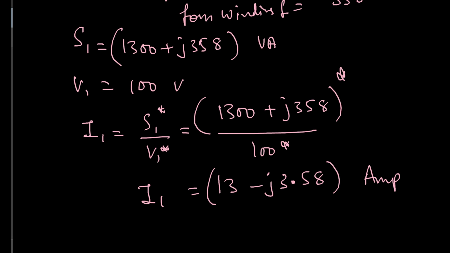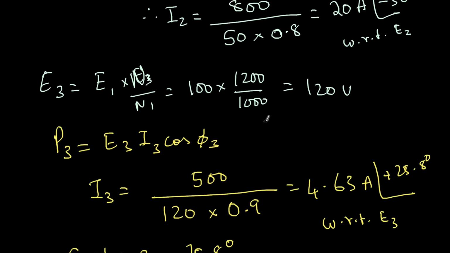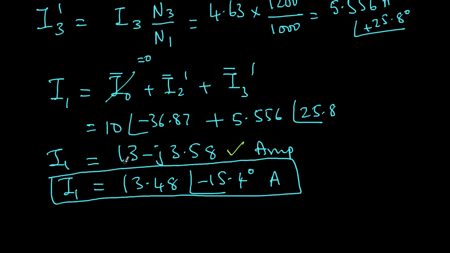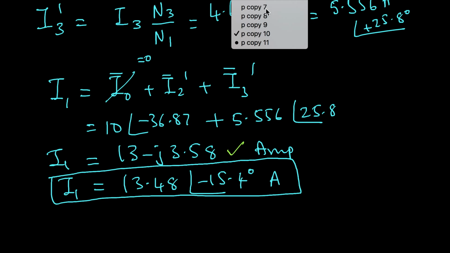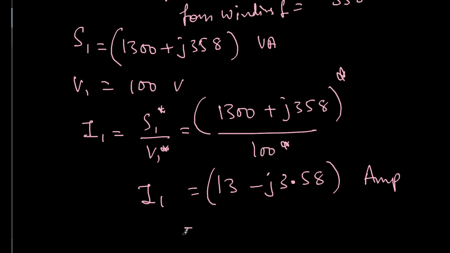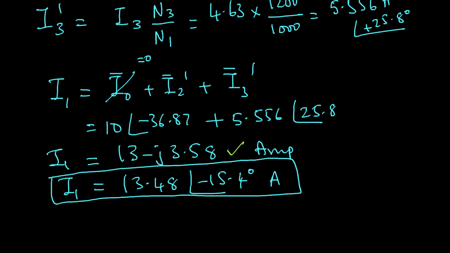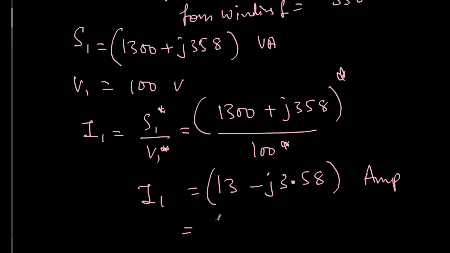If you remember, if I go back to my earlier answer, after all those calculations, finally my I1 was coming as 13 minus j3.58. So exactly the answer is matching with what I got here. Therefore, if I now convert it, I'll get exactly what it is here. That is 13.48 minus 15.4 amperes. So this is the second way of finding your solution.